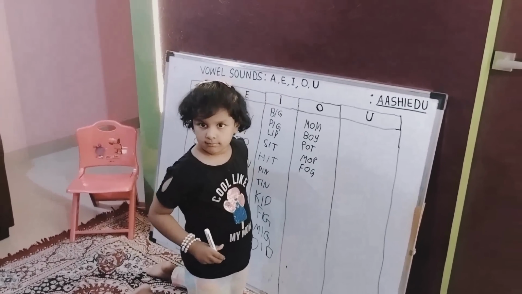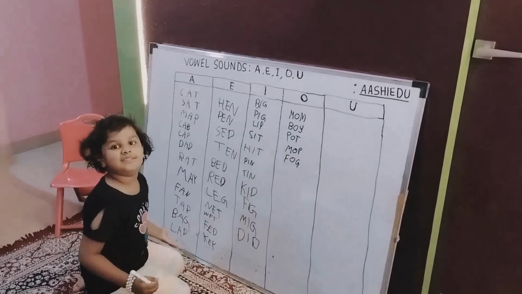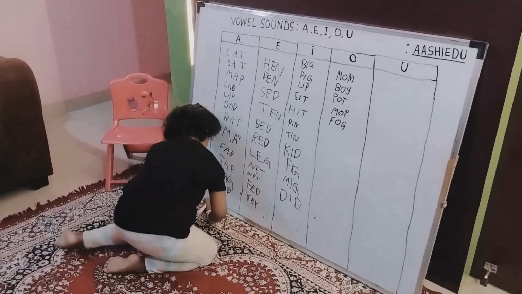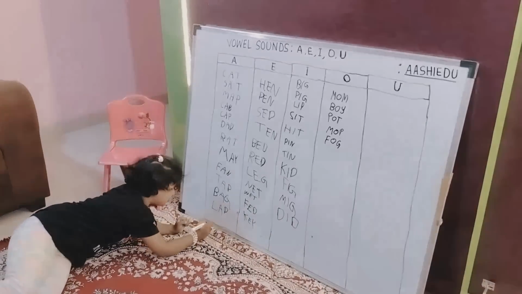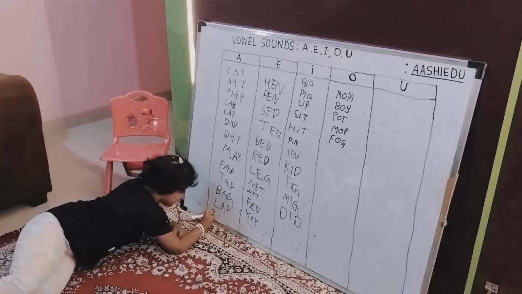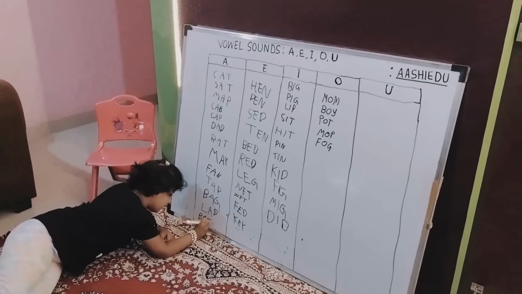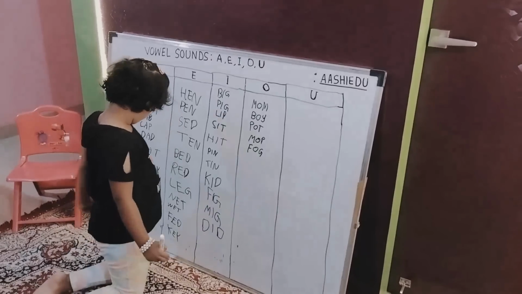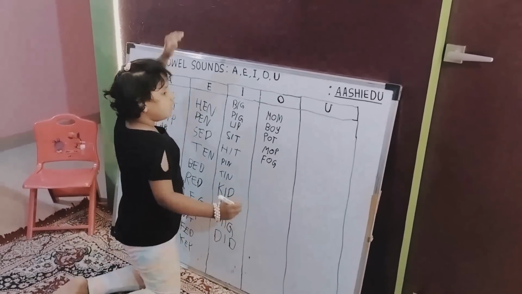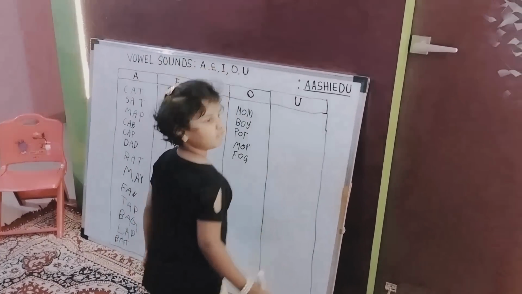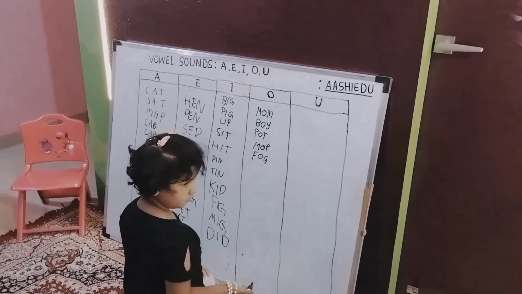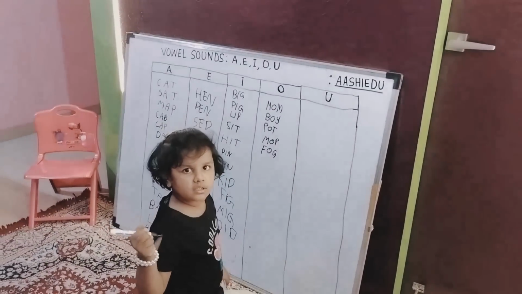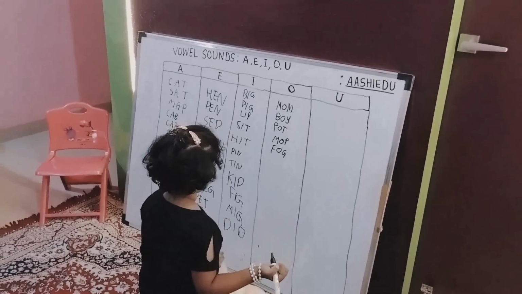Fog. B-A-T, bat. Okay. Next. O sound. Frog, fog. Next. Mop. M-O-P. Already you wrote mop. Yes.